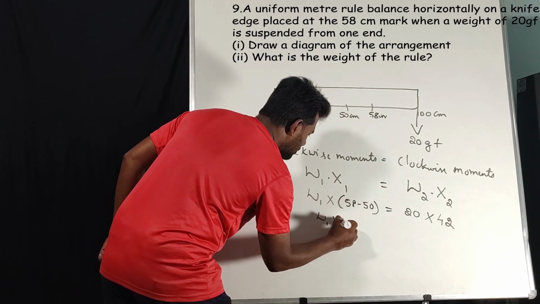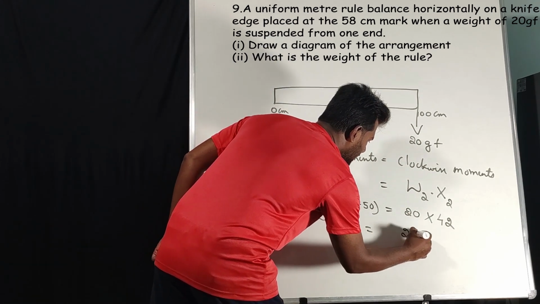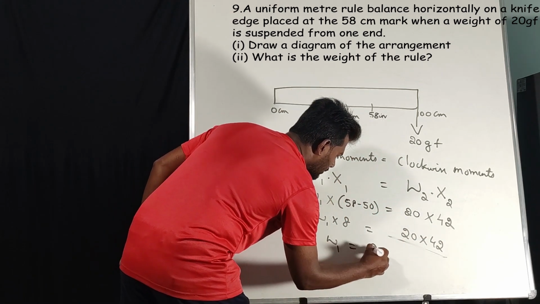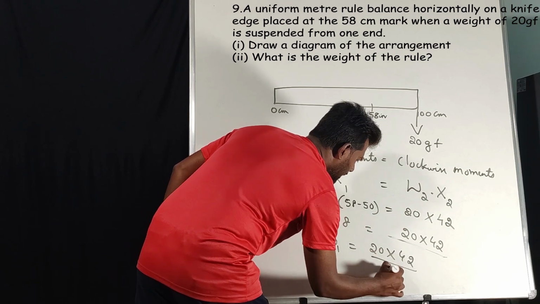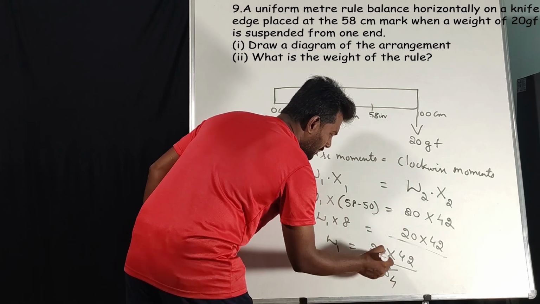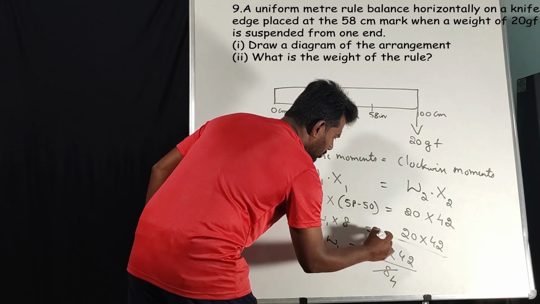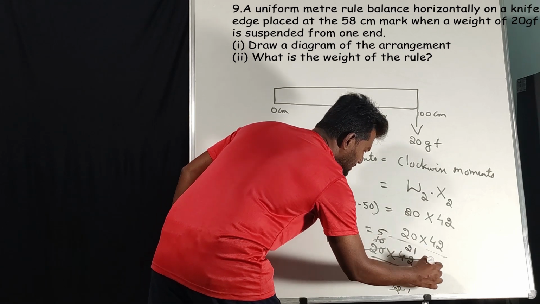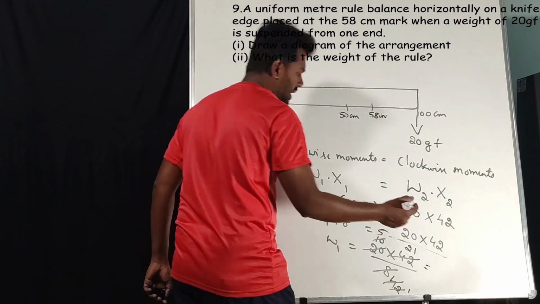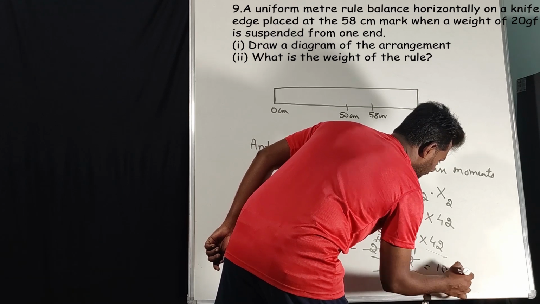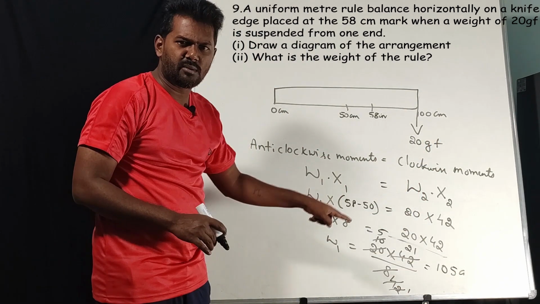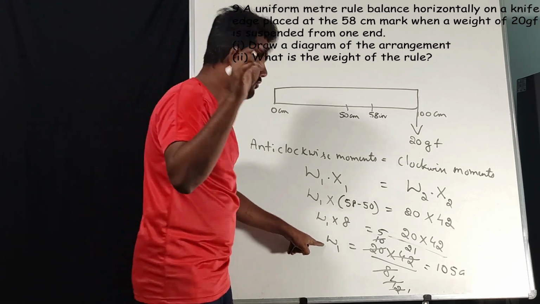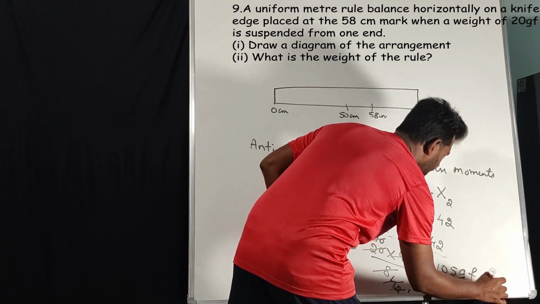Now W1 into 8 is equal to 20 into 42. Correct. Now W1 is equal to 20 into 42 by 8. So 2 4s are 8, 2 10s are 20, 2 5s are 10, 2 2s are 4, 2 1s are 2, 2 21s are 42. So 5 20s are 100, 105. 105. What is the unit here? Is it centimeter or gram force? What are we finding? Weight. What is the unit of weight? Gram force. So it is 105 GF.